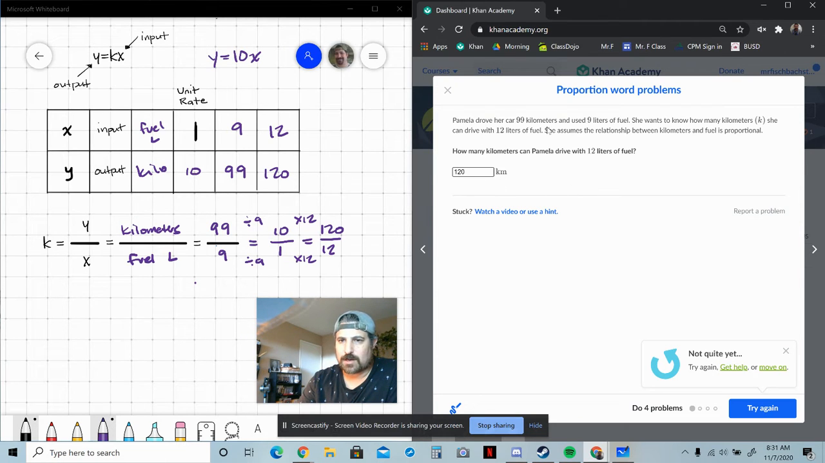Pamela drove her car 99 kilometers and used 9 liters of fuel. She wants to know how many kilometers she can drive with 12 liters of fuel. She assumes the relationship between kilometers and fuel is proportional. All right, so 99 kilometers, 9 liters of fuel. Divide top and bottom by 9.